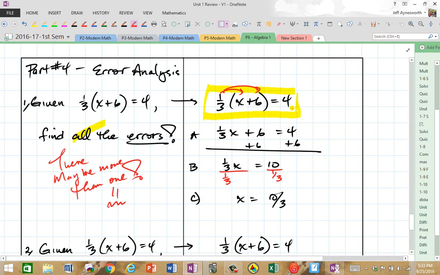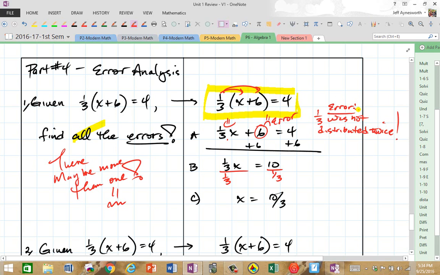And I see that 1/3 has been multiplied by x. That's correct. So this part's correct. But this part right here, this part's not correct. There's the error. You're supposed to take 1/3 times 6. So the error is that the 1/3 was not distributed twice. All right, there's the error.